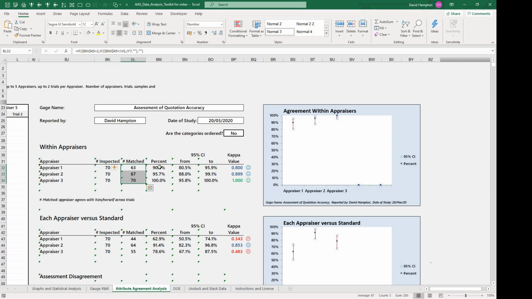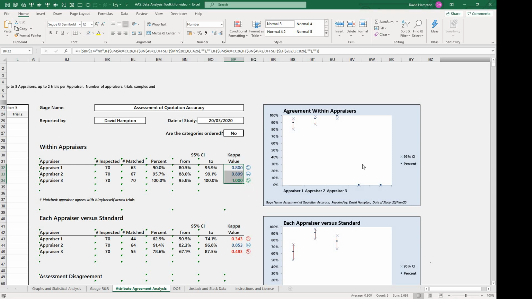So you have your percentage agreement figures here, but more important than that is the Kappa value, which is a measure of how much better your results are than you would have achieved through just guesswork, with a Kappa of 1 meaning you're perfect and a Kappa of 0 being equivalent to having your inspections done by a monkey.